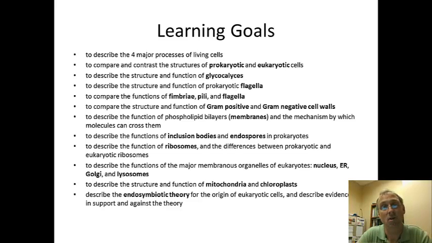As always, I like to start off each chapter with an explicit set of learning goals that the typical student should be able to master as they go through and read and understand Chapter 3. By being able to cover these learning goals, you should be able to, at the end of this, answer the vast majority of the questions at the end of Chapter 3.